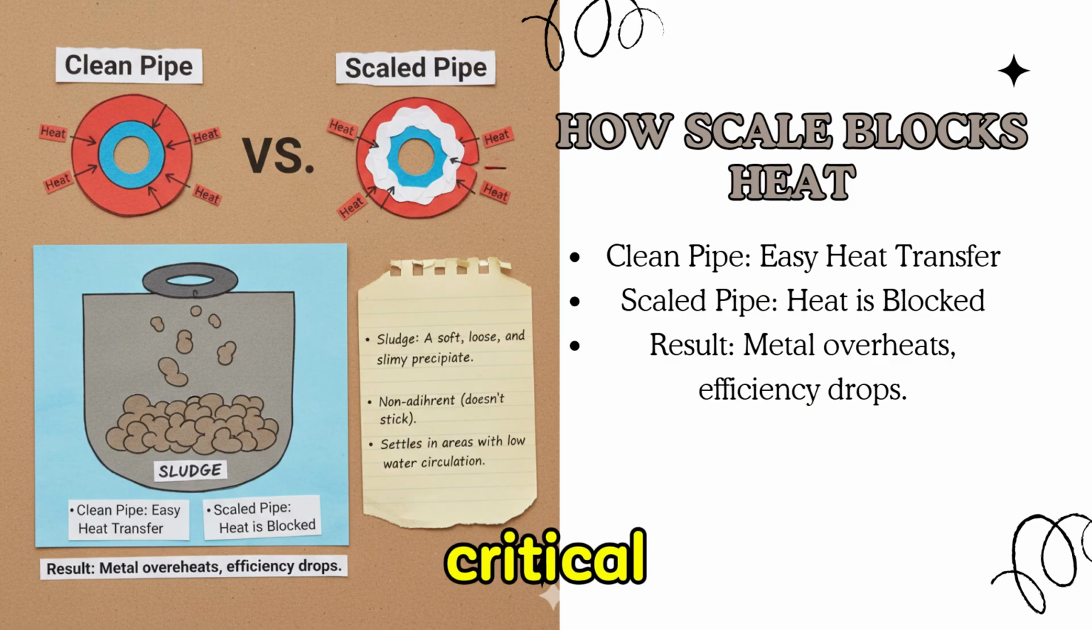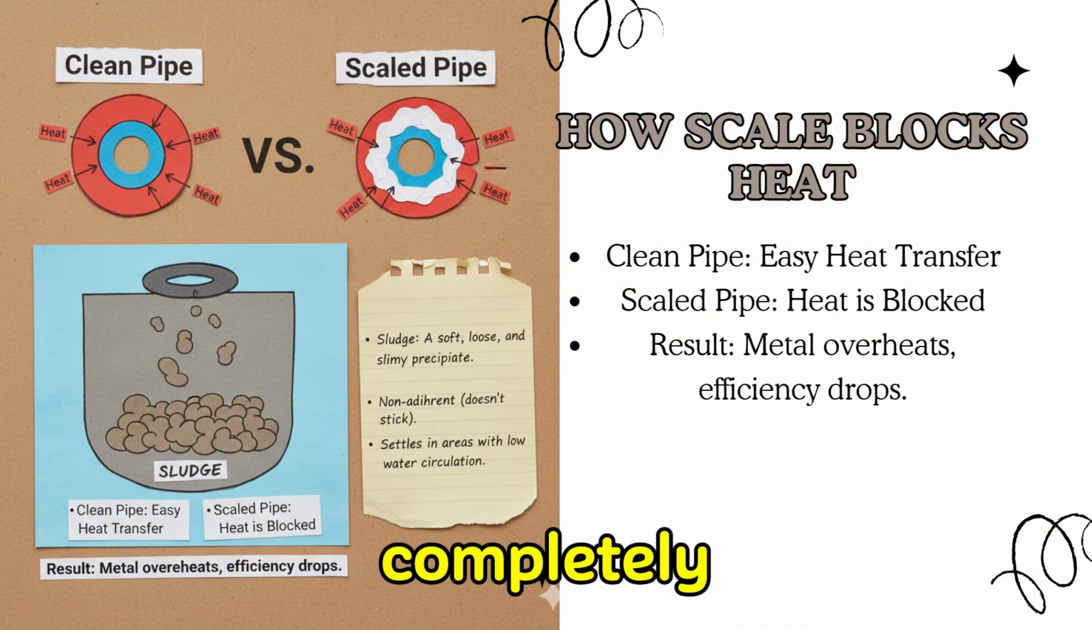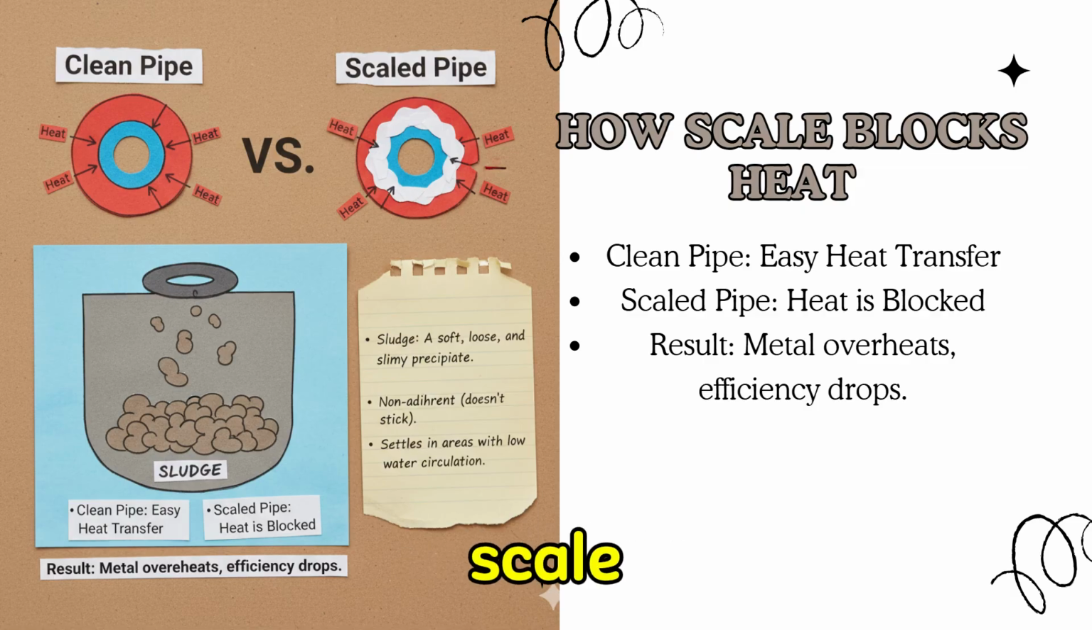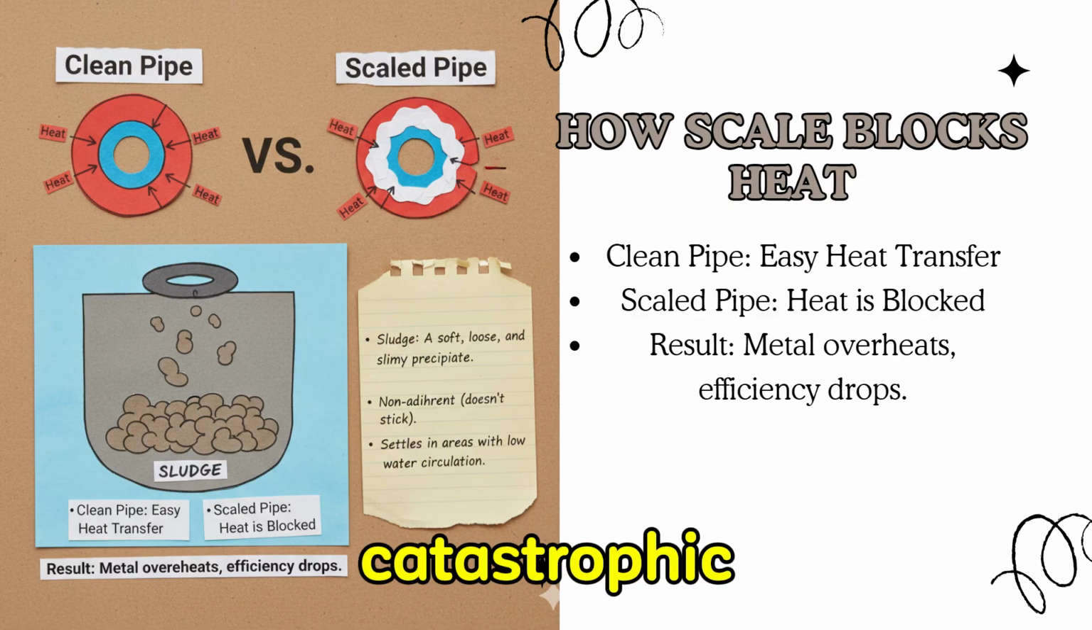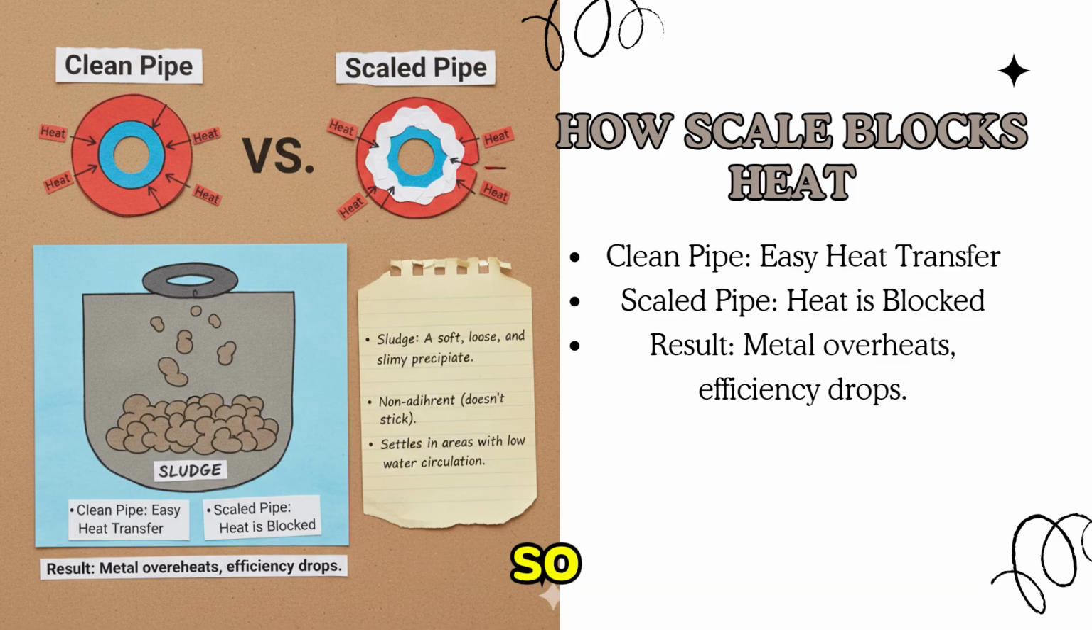This is a critical concern in every single industry that uses steam. In power plants, scale can reduce efficiency so much that it costs thousands of dollars a day in wasted fuel. Even worse, if a pipe gets completely blocked or overheats due to scale, it can lead to a catastrophic boiler explosion. So scale is the hard, crusty stuff.